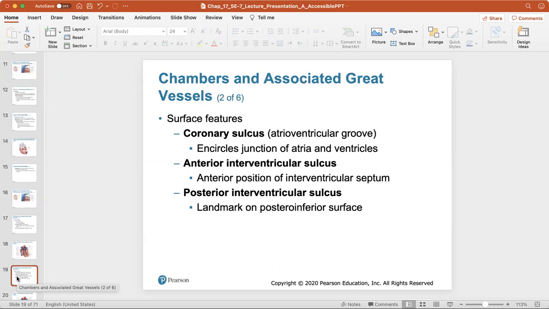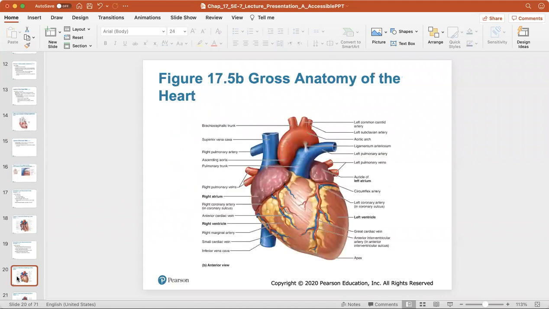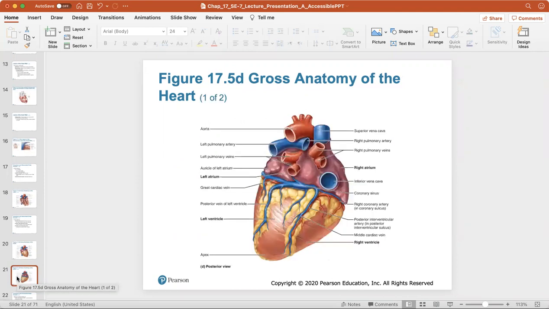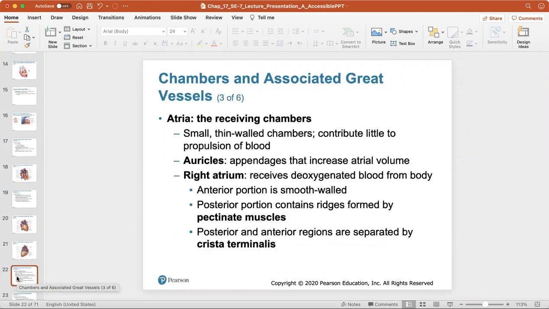The coronary sulcus is the groove that encircles the junction of the atria and ventricles. We have another sulcus on the anterior side of the interventricular septum, and then a posterior interventricular sulcus, which is a landmark on the posterior inferior surface. So here are some surface anatomical structures of the heart on the front and the back. So this again takes us through some more anatomy.